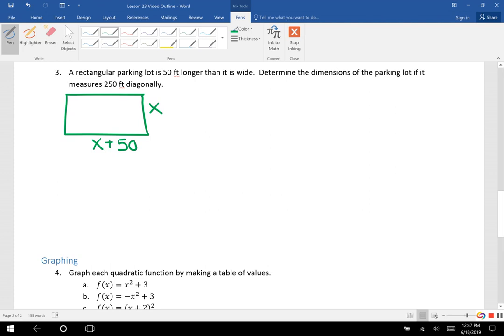Determine the dimensions of the parking lot if at the diagonal it measures 250 feet. So there's my picture. I've got to figure out what x is. In this picture, I actually see a right triangle. So by drawing that diagonal, I now have a right triangle. And I know that anytime you have a right triangle, the Pythagorean formula will hold.